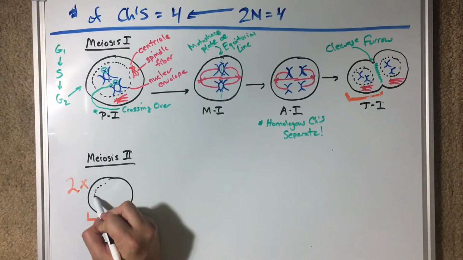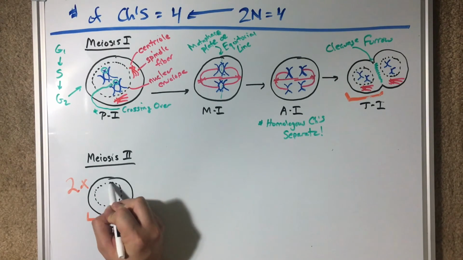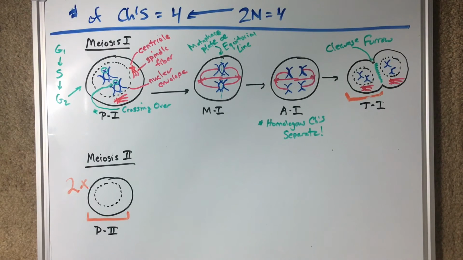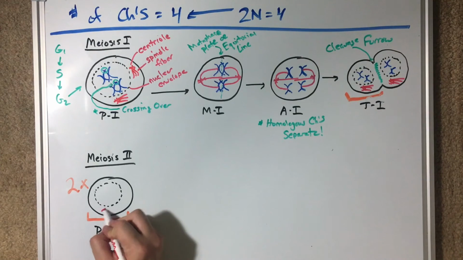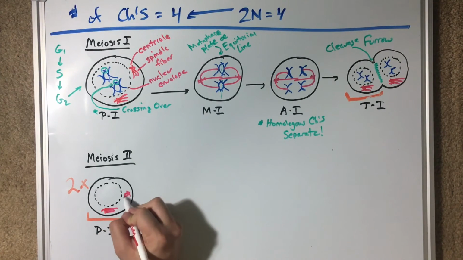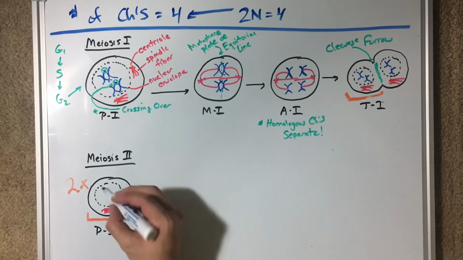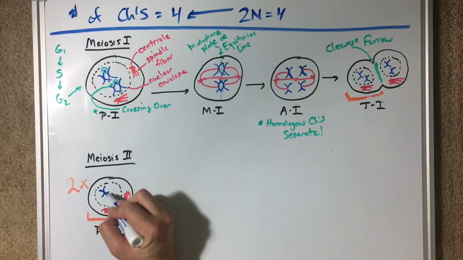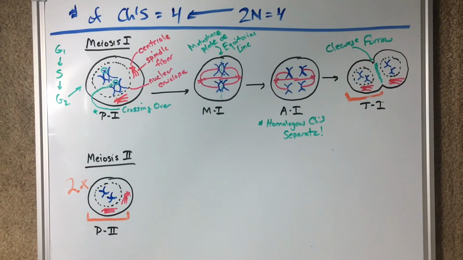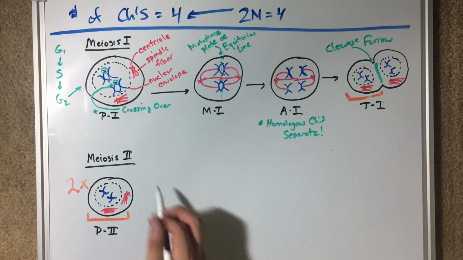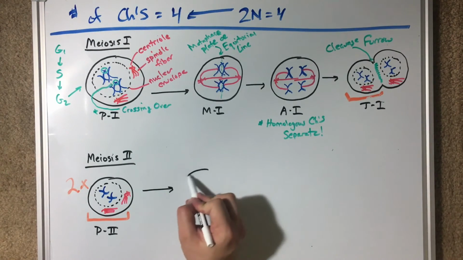We have here our nuclear envelope is breaking down. Again, we have our centrioles and spindle fibers. We have here our chromosomes. What's after prophase 1? We have here metaphase 1.